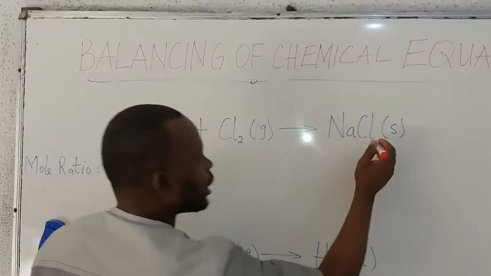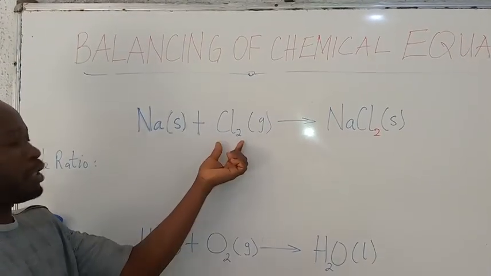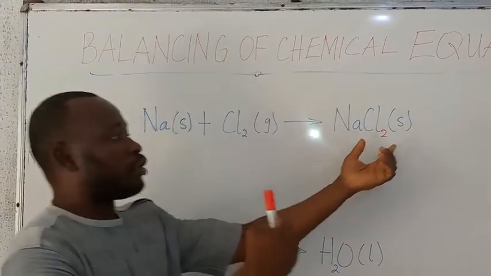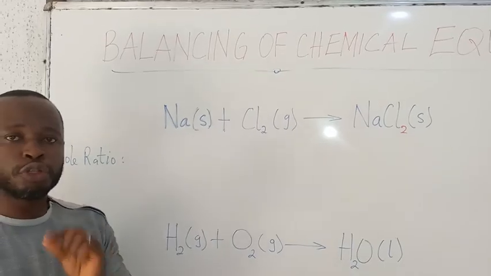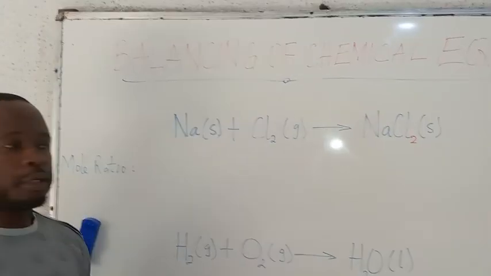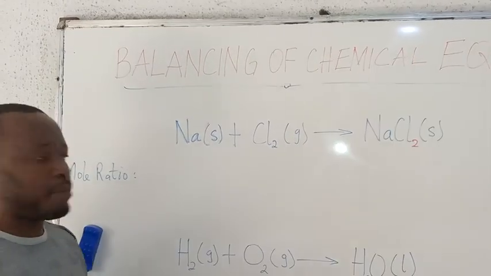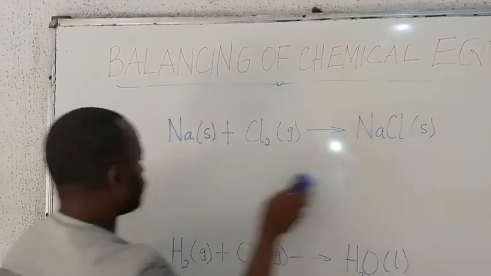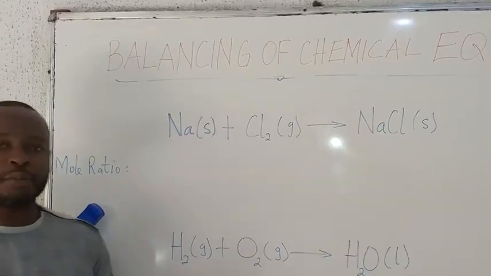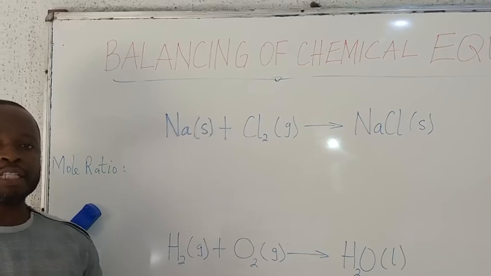Should we just put a subscript 2 here so that it's going to be two atoms of chlorine on the reactant side and two atoms of chlorine on the product side? No. We do not use subscripts. The small numbers that we call subscripts, we do not use them in balancing chemical equations. I'm going to remove it. What then should we use to balance a chemical equation? We use coefficients to balance a chemical equation.